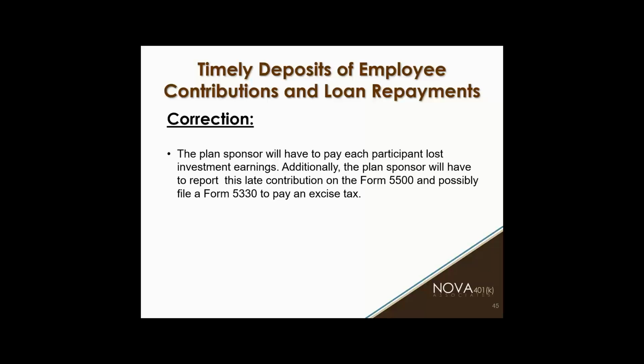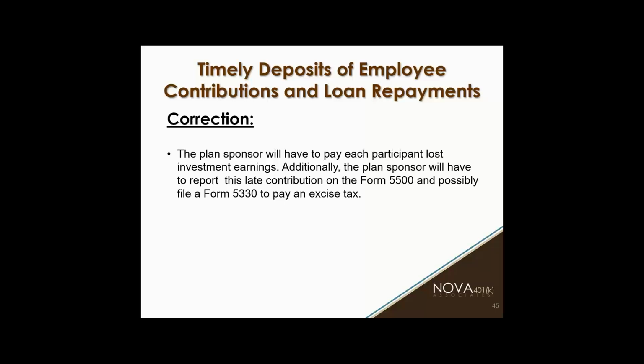What happens if they're late? If you have late contributions, then we have to fix the problem by making lost earnings calculations and then depositing the lost earnings in on behalf of the employees. You also have to report them on the annual Form 5500, which can be an audit flag for the Department of Labor. And then there's also a 5330 excise penalty tax, because late contributions are considered a prohibited transaction for a 401k plan.